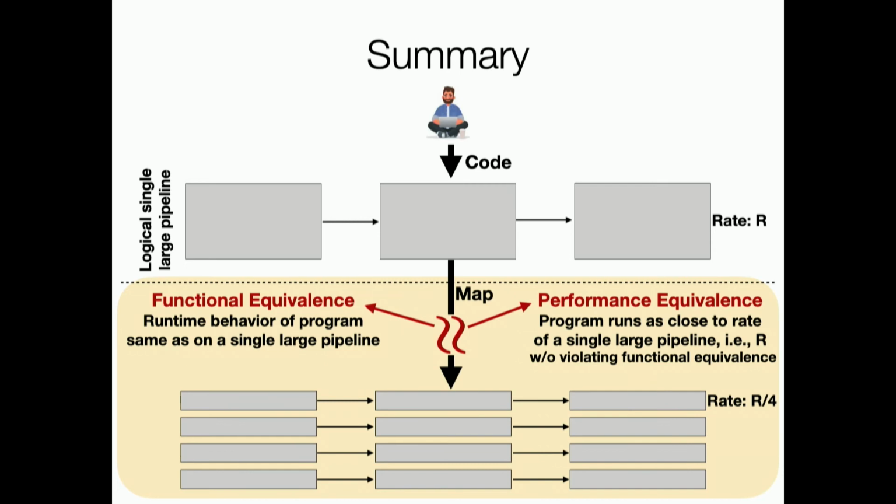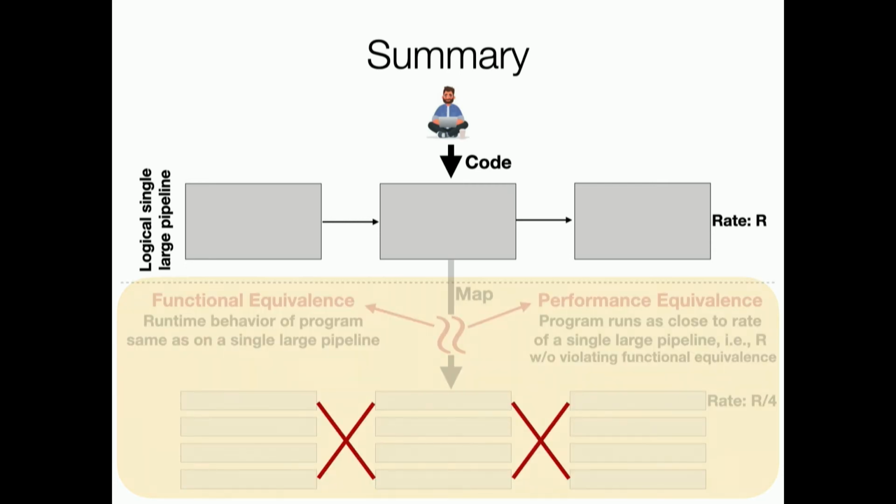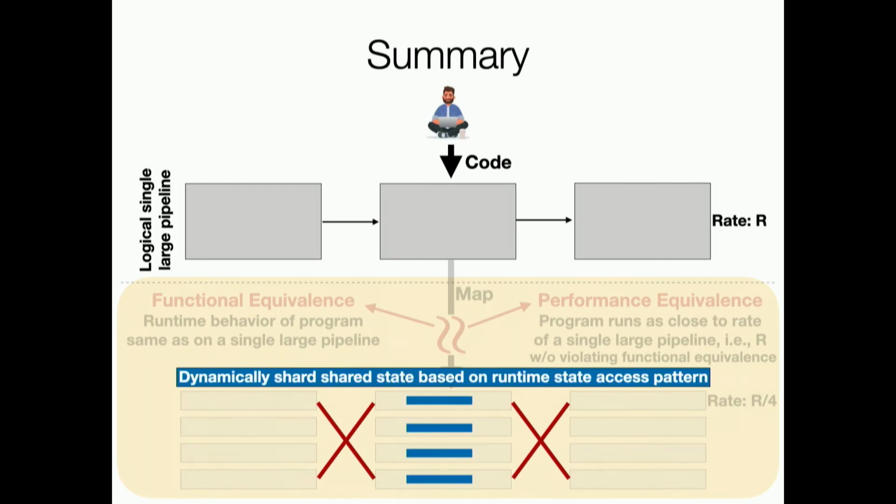And this is the summary. We wanted functional equivalence and performance equivalence. We proposed MP5. It has 3 characteristics. It uses a crossbar, it dynamically shards state, and it uses a preemptive state access enforcement order. Thank you.